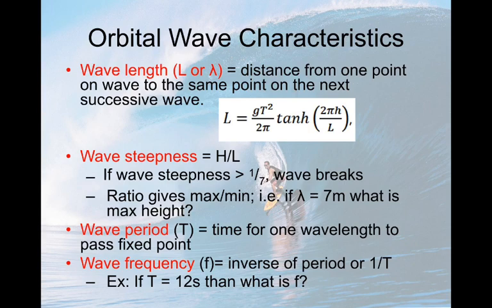Wave steepness, next one, is height divided by length. Wave steepness is really important because it explains when a wave, quote unquote, breaks. If the ratio of the height to the length is greater than 1/7, then the wave begins to topple over. It reaches what's called critical steepness, and it begins to break. So you can make predictions. For example, if wavelength, and this time it was given as lambda, is 7 meters, at what height is the maximum wave, the height the wave can reach before it breaks? With some simple math, you would see that it would reach no more than 1 meter.